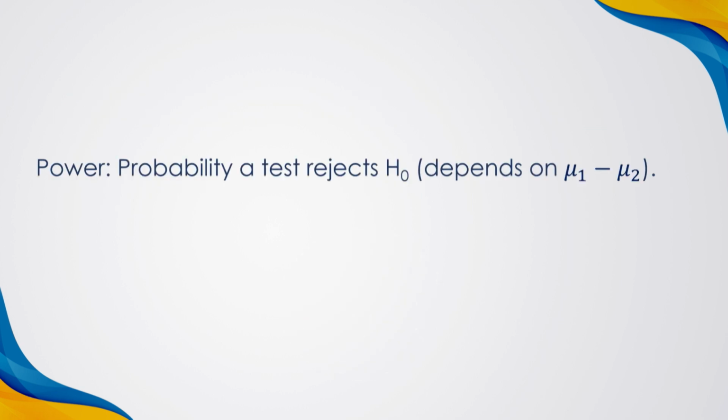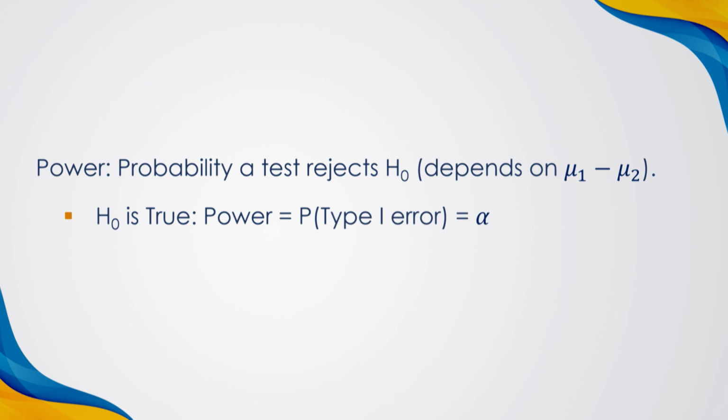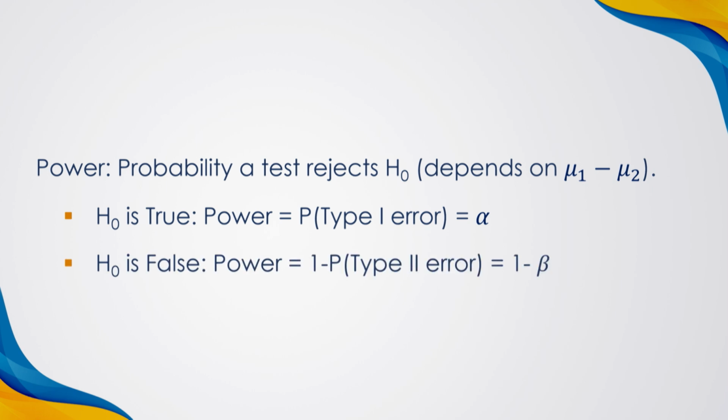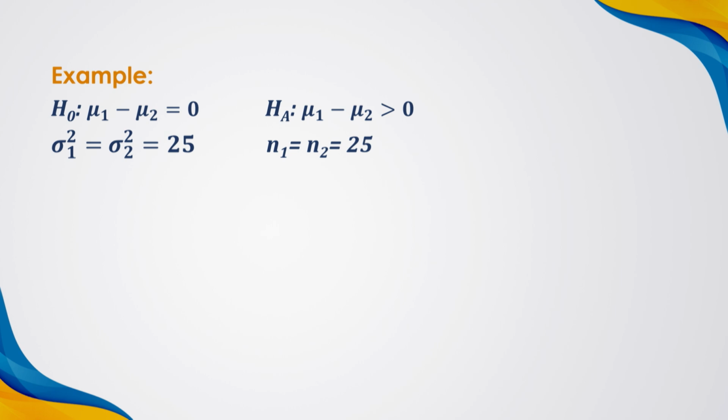Power is the probability that a test rejects H naught, and it depends on the difference between two means. If H naught is true, the power is the probability of type 1 error, which is equal to alpha. When H naught is false, the power is defined as 1 minus the probability of type 2 error, which is equal to 1 minus beta. This is one more example we can see.